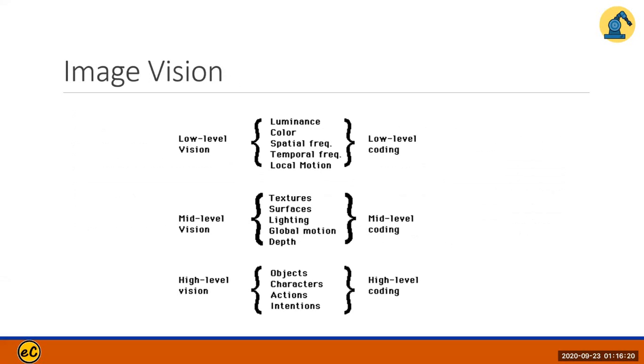And we also have vision. Vision also has low-level vision, mid-level vision, and high-level vision. Low-level vision is to do coding on the AD conversion, so you get luminance, color, spatial frequency, temporal frequency, and the local motion. At the mid-level, you start to detect the texture, surface, lighting, global motion, and depth. And at high level, you would get the characters, that's OCR, optical character recognition, or objects, or actions, or intentions. You make some decision and knowledge.